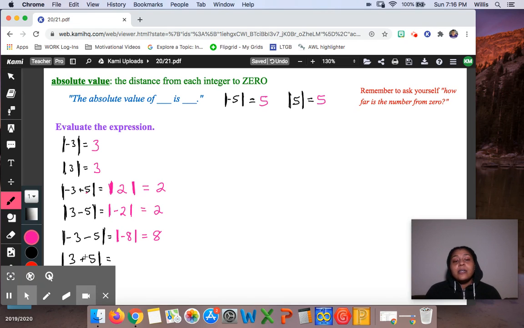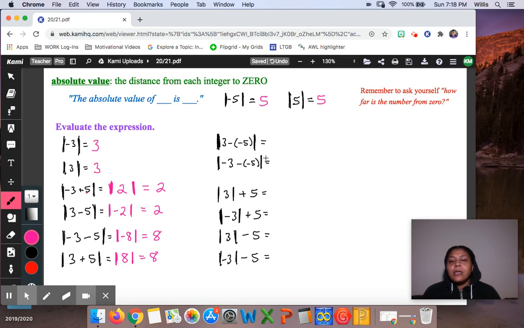And then here we have the absolute value of 3 plus 5. That's nice and simple. Rewrite the symbols. 3 plus 5 is 8. And the absolute value of 8 is 8.